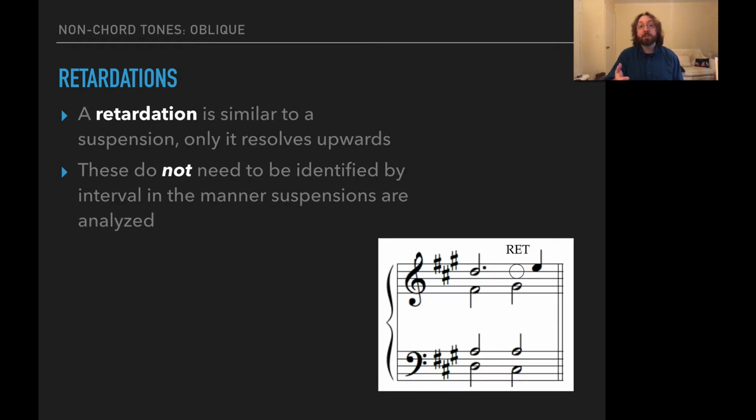A retardation is similar to a suspension, except it's just the opposite. Instead of resolving downwards, it resolves upwards. Here's an example. It's not the prettiest example I've ever written, but it's something. Could go there. These don't need to be identified by interval in the manner that suspensions are analyzed. We just need to circle or put a parenthesis around where the dissonance occurs and write R or ret.